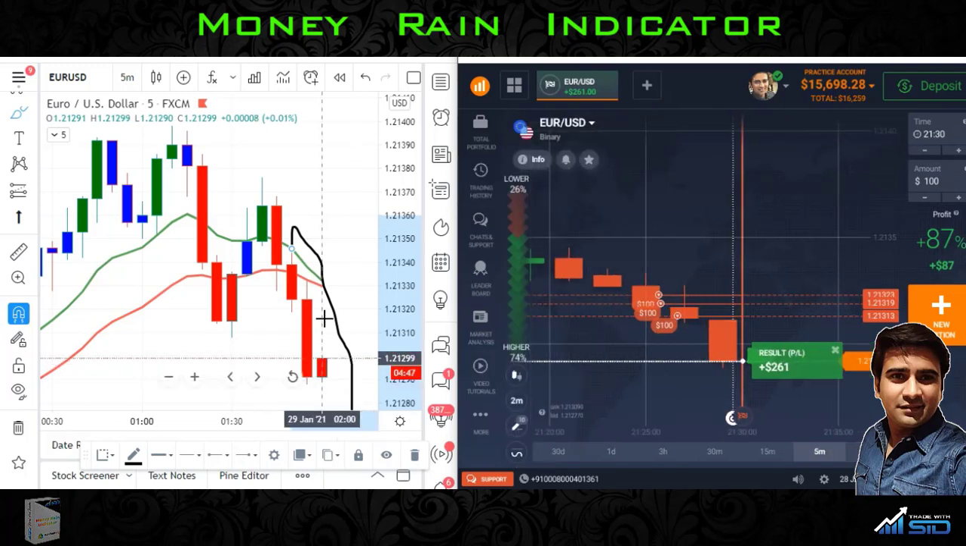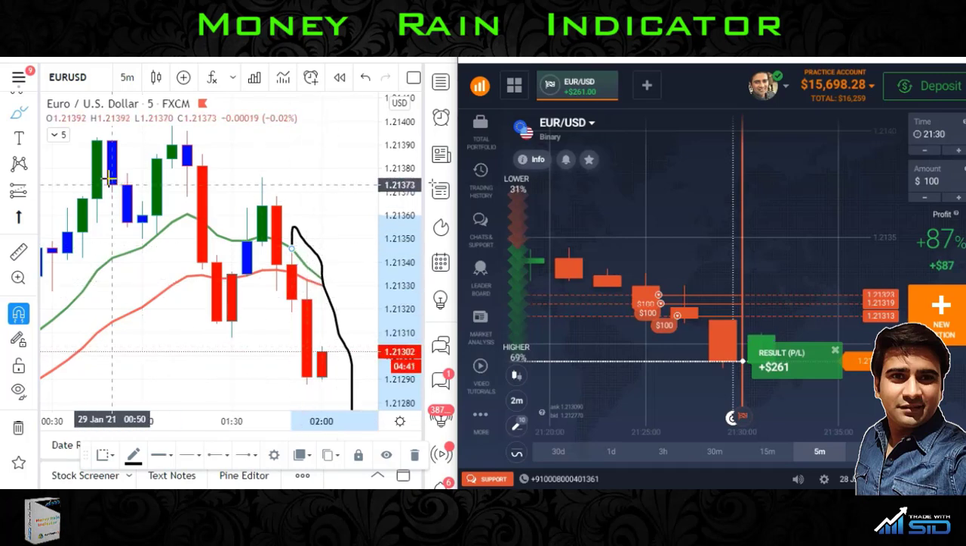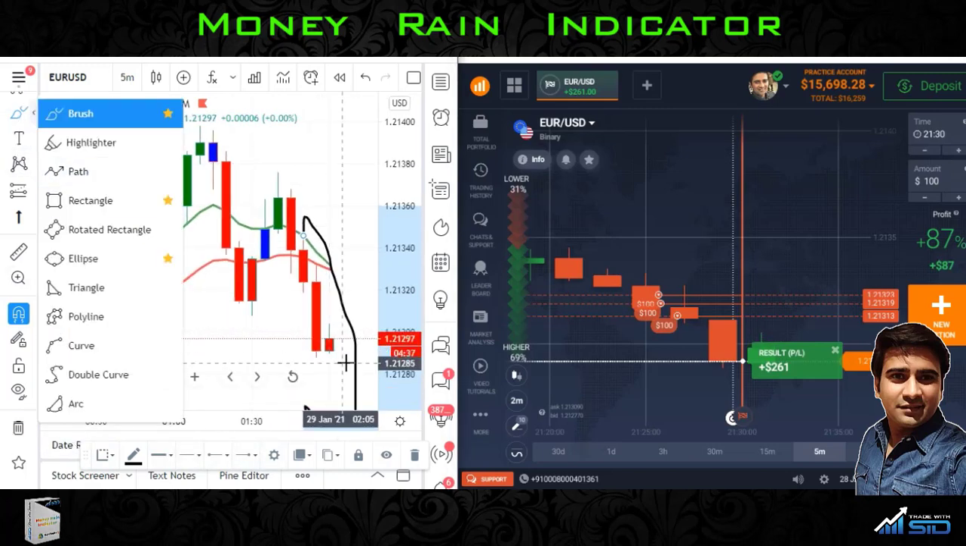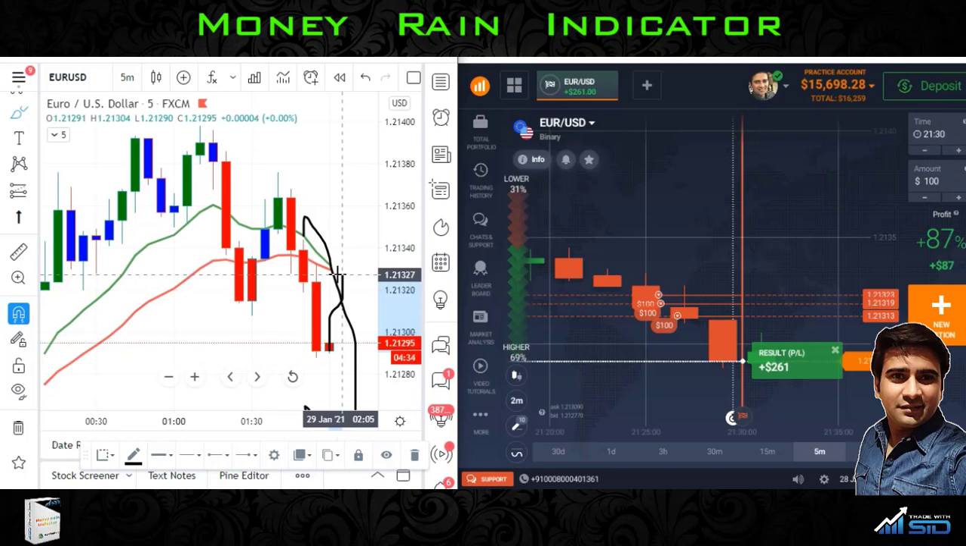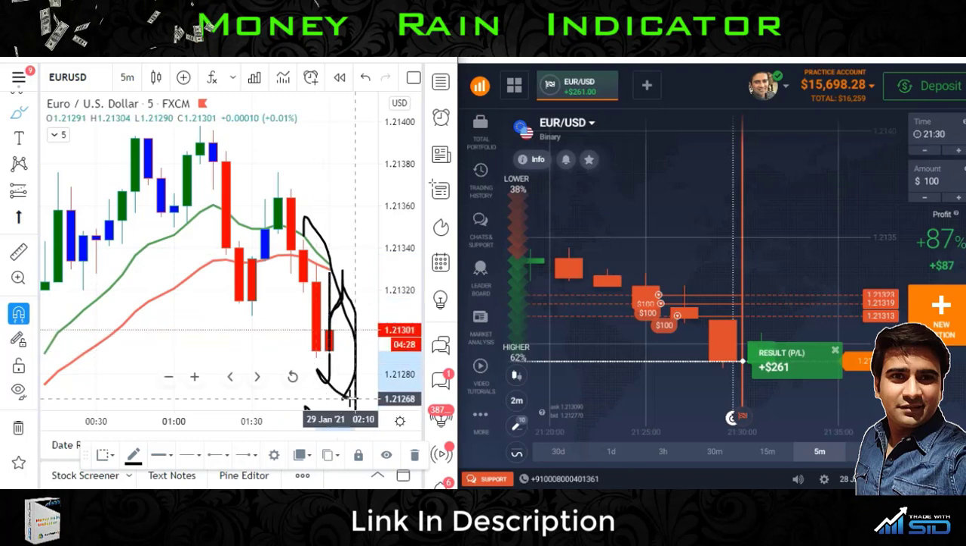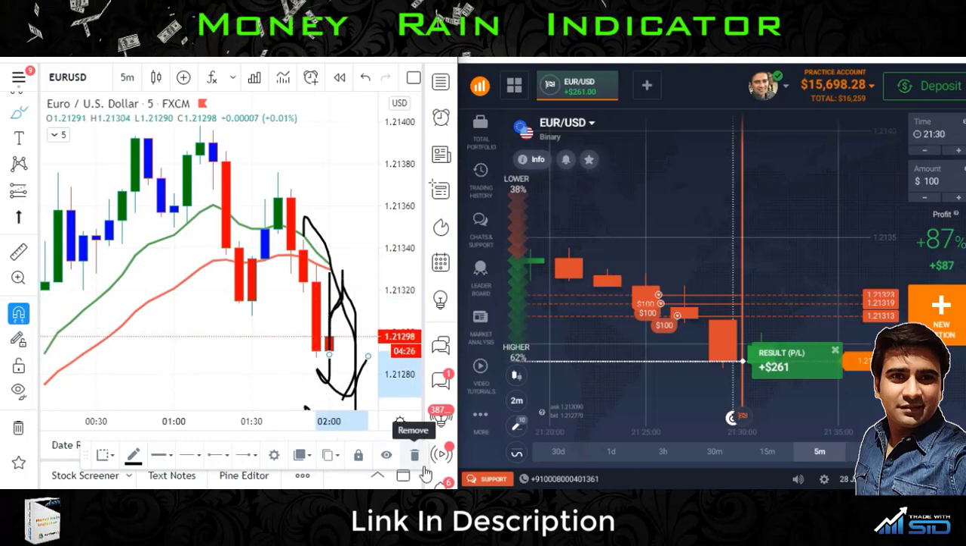Now the prices will go up, guys. They will definitely try to reach the fair value zone of these moving averages, which is also part of this Money Rain indicator. So the prices will try to reach near the fair value and crash again, or go up, reject, and turn down again. If they turn down again, you take the put option once again. Okay, so I think that's enough.